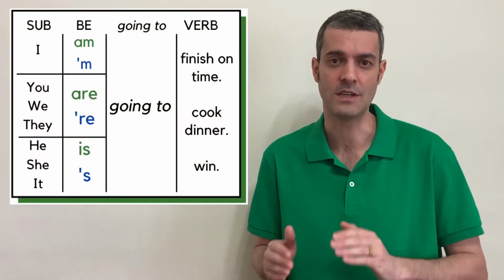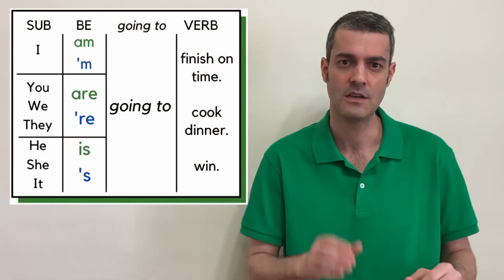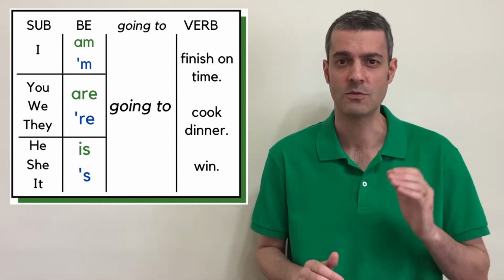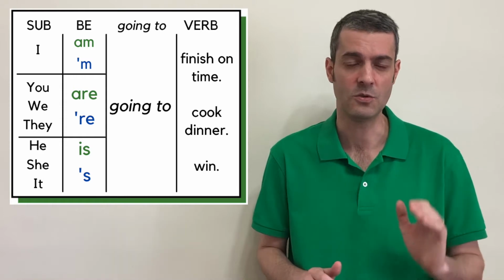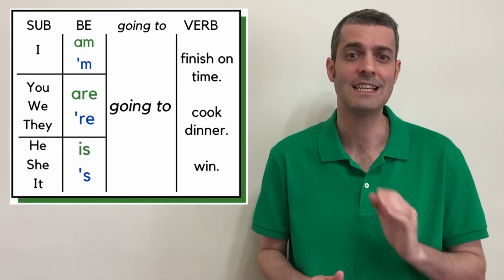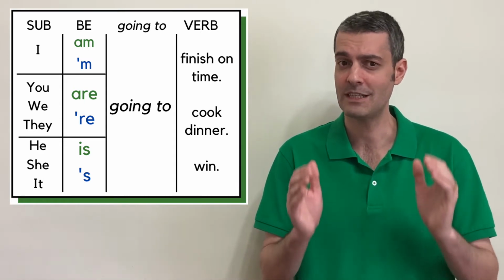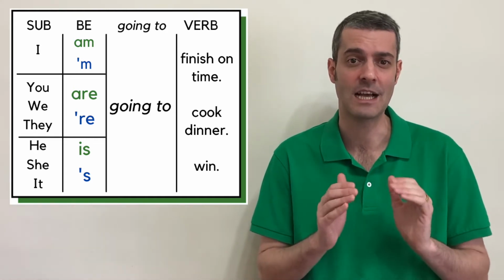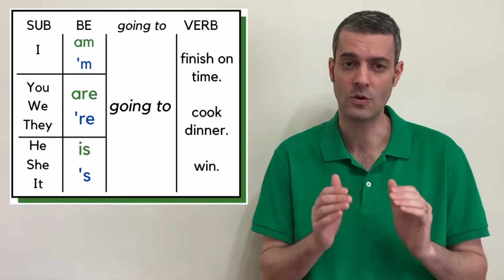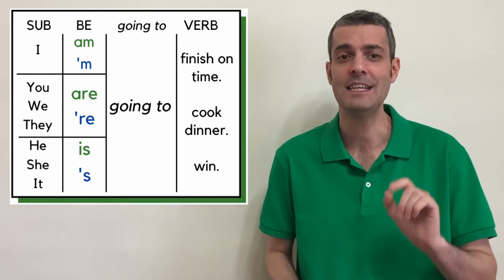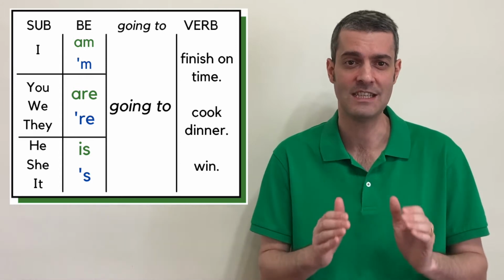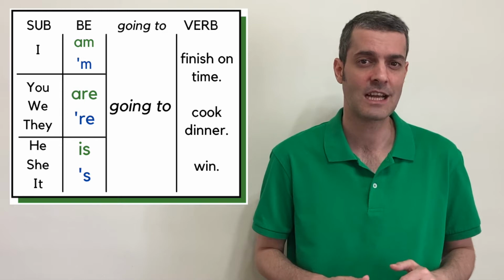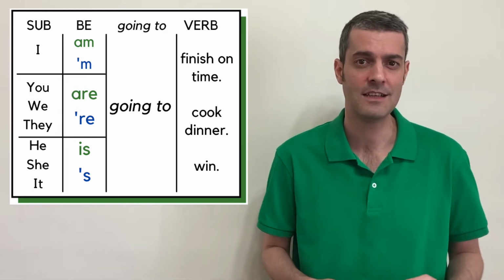To use going to in the future simple tense, we have our subject, our be verb, am, is, are, going to, and then a base verb. So we have I am going to, you, we, they are going to, and he, she, it is going to. We can also make a contraction out of our subject and our be verb. So I am becomes I'm, you, we, they becomes you're, we're, and they're, and he, she, it becomes he's, she's, and it's. Some examples are I am going to finish on time, we're going to cook dinner, and she's going to win.